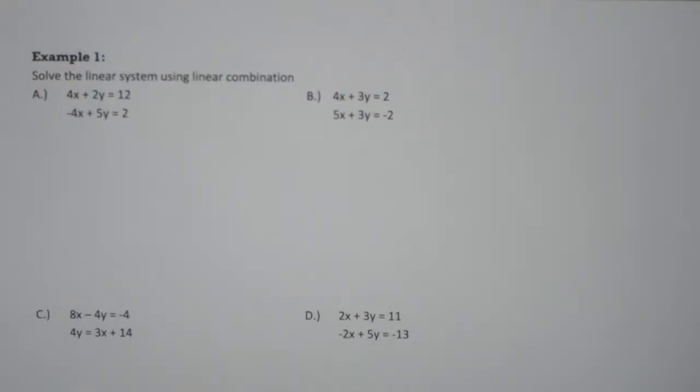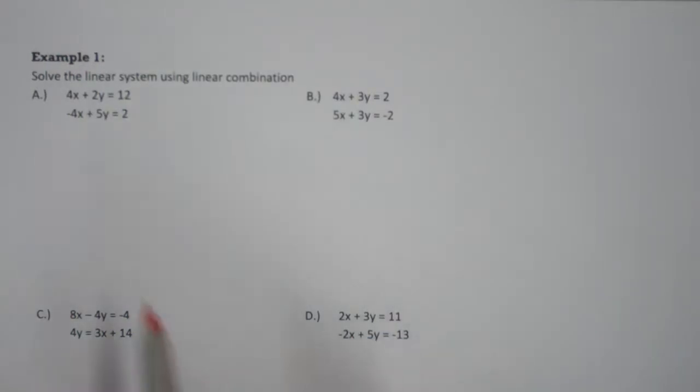In example 1, we want to solve the linear systems using linear combinations, and we have a few to do here. We've got A through F, but some of these look like they're almost set up right for us. So let's look at A, and we're going to combine these two or add them together.